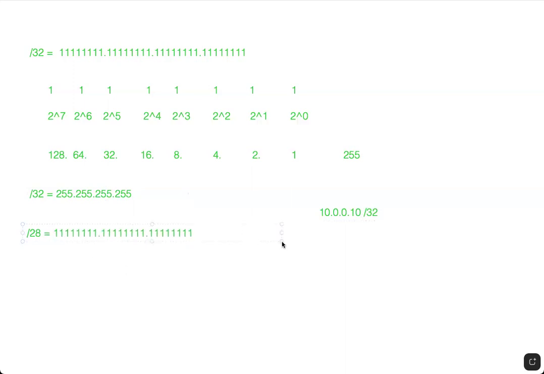That makes 24 ones. Remaining, I have 4 ones. 1, 2, 3, 4. So this is 8 plus 8, 16, plus 8, 24, plus 4, 28, and the remaining are all zeros. If we convert that, it is 255.255.255, and the last octet: the four ones give 240. So this is the representation. A /28 can be called 255.255.255.240. Are you guys able to follow this? Yes, sir.